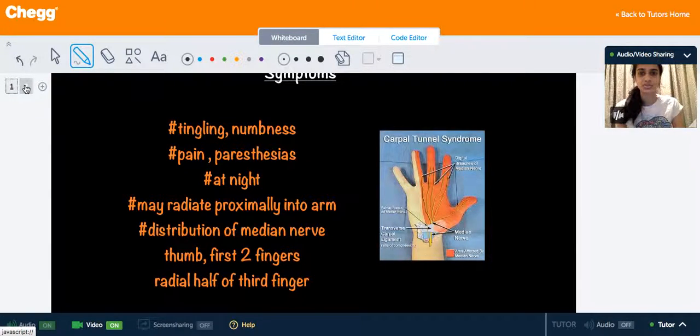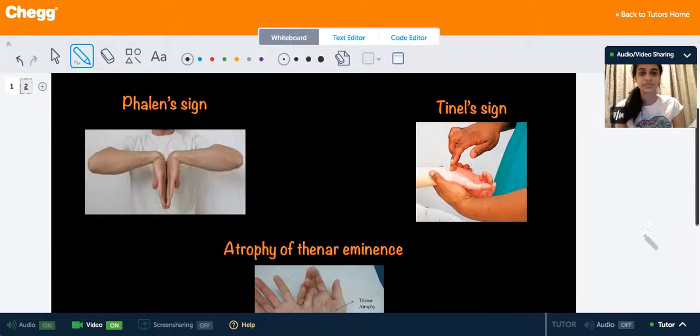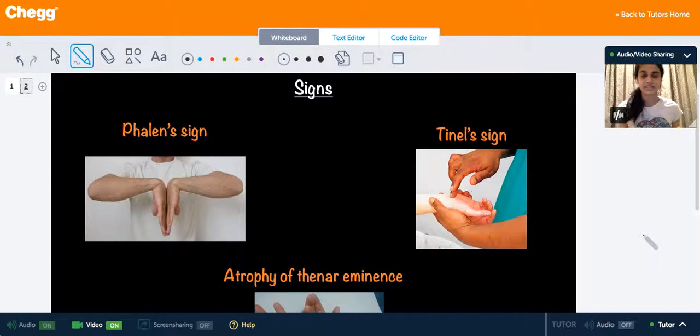So going on to the signs. The difference between signs and symptoms, just to recap a little bit, is that symptoms are what the patient complains of, and signs are things that the physician is going to elicit on physical exam. So the symptoms of carpal tunnel syndrome are what we have just spoken about, and the signs are what the doctor tries to look for. One of them is Phalen sign, and Phalen sign is when the pain and numbness come back after flexing the wrist completely at 90 degrees for about a minute.